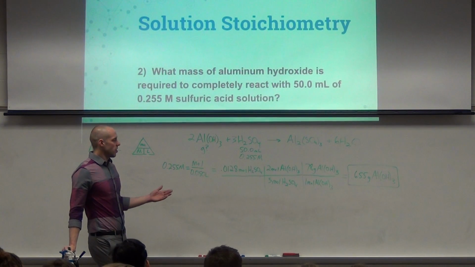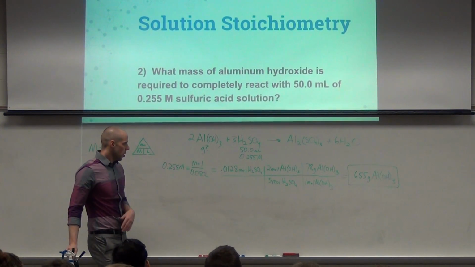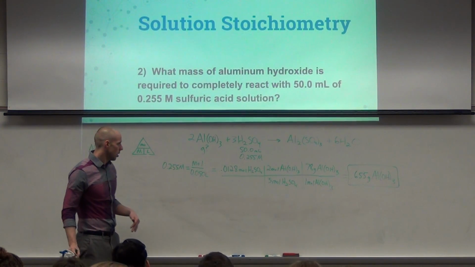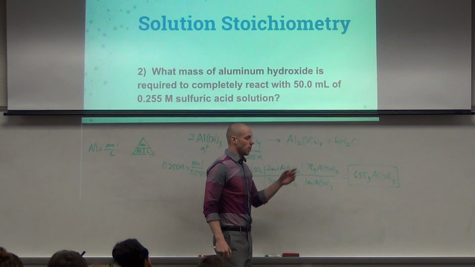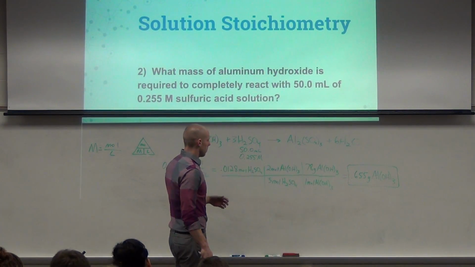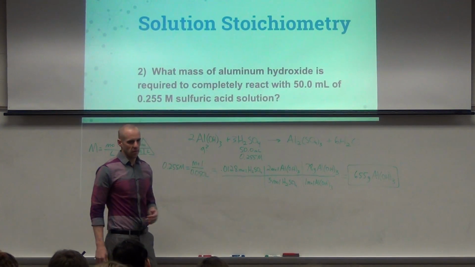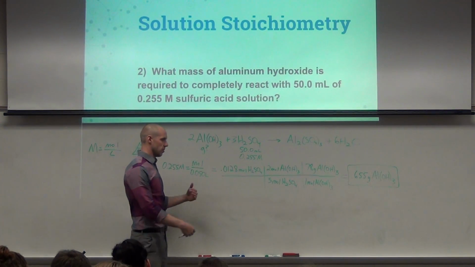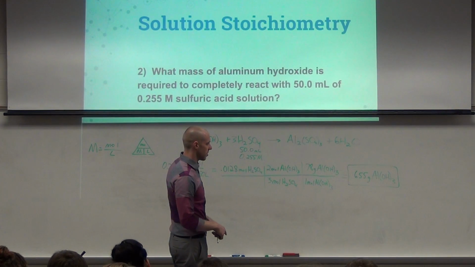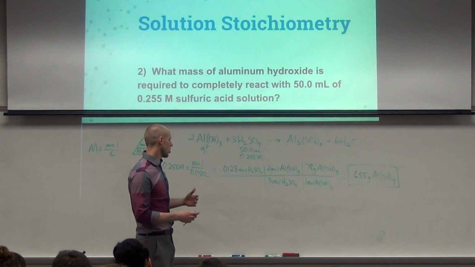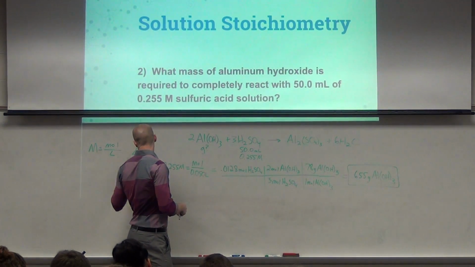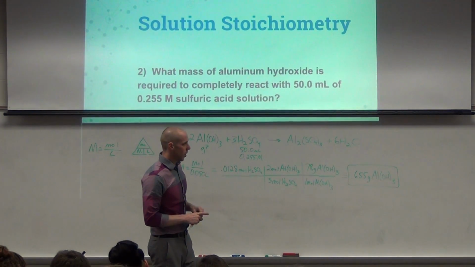I know right now that we went to grams, but I could have asked you to go to particles of aluminum hydroxide. So at the end you would have had Avogadro's number on top. We could start out with liters of a gas and figure out what you need in solution. We can do any of those things. You just need to know how you use the flow chart and how you use our molarity equation.